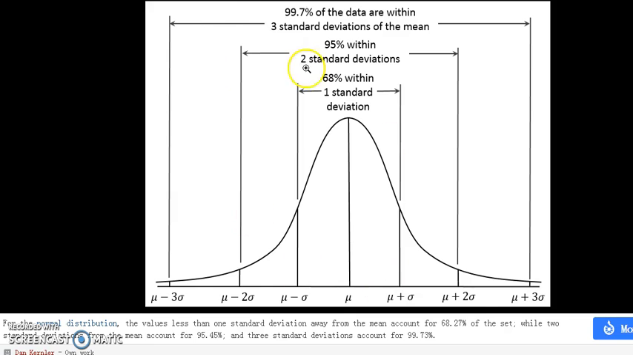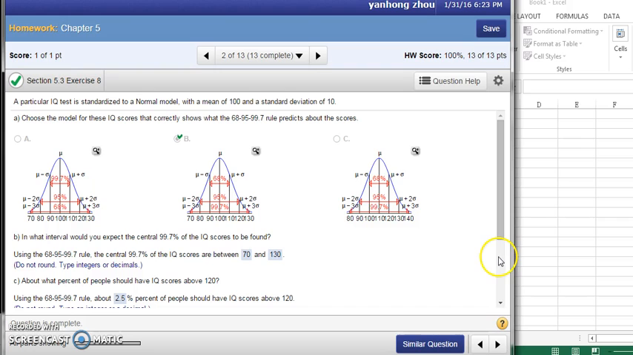This picture is from Wikipedia, so you can search empirical rule Wikipedia and you will find it. And this is the mu, which means the mean. Mu plus sigma means the mean plus 1 standard deviation, then mean plus 2 standard deviations, mean plus 3 standard deviations. And this side means minus, minus, minus. Okay, let's look at a real example.